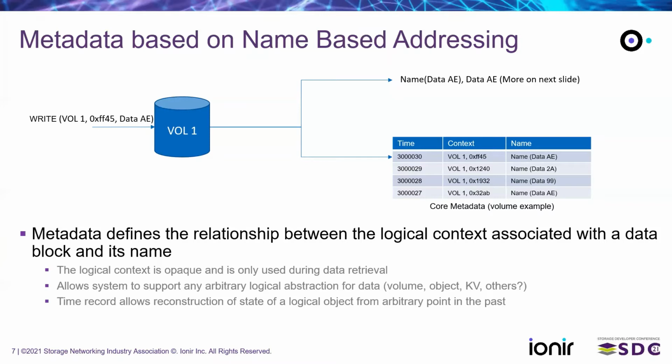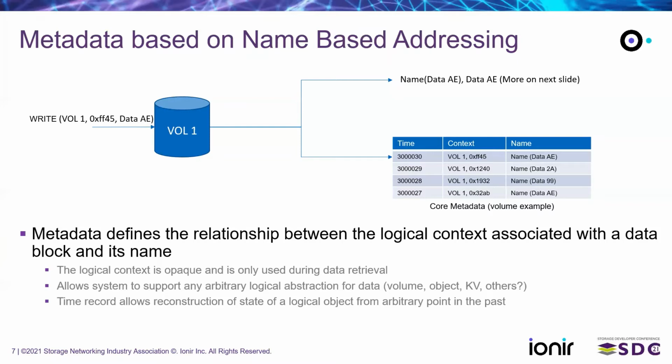Metadata in a system that uses name-based addressing is organized as a record of updates. Each entry consists of the time of the update, the logical context, and the name of the data block associated with the update. For a read operation, the metadata is queried with the logical context to return the name of the corresponding data block.